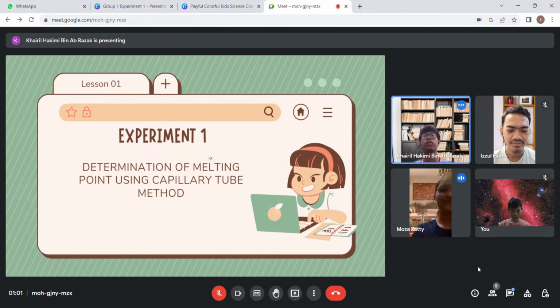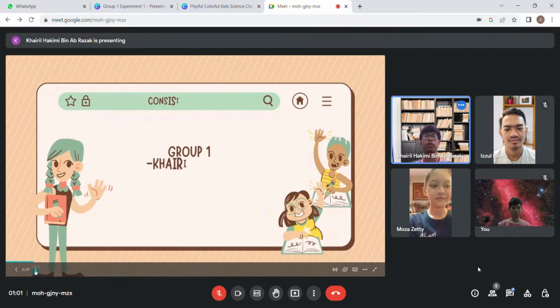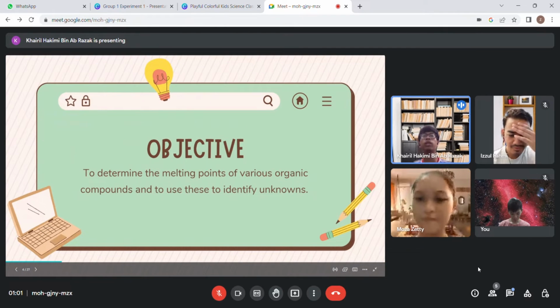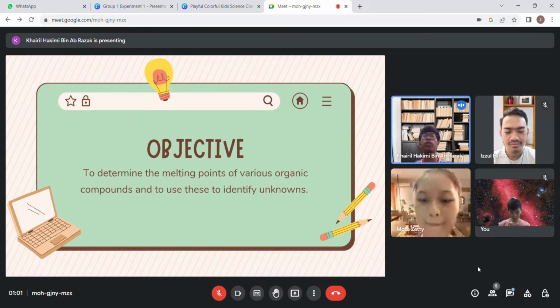Experiment 1: Determination of melting point using capillary tube method. The objective of the experiment is to determine the melting point of various organic compounds and to use this to identify unknowns.